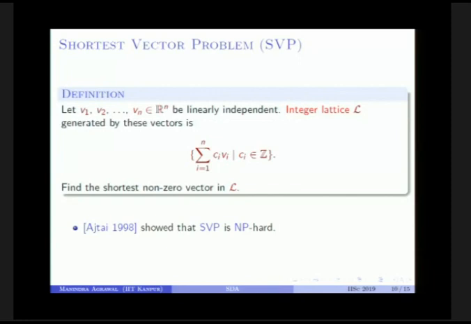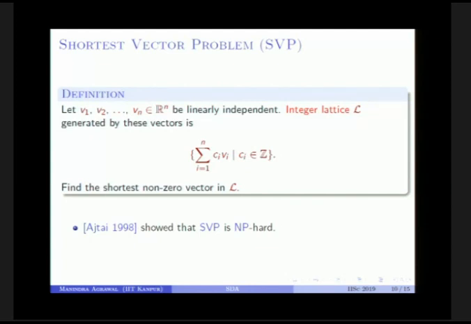This is another classical problem, which these days has become very prominent because of its huge applications in cryptography, particularly post-quantum cryptography. Everybody seems to be very interested in building cryptosystems based on variants of the shortest vector problem. So here the definition is that you have n linearly independent vectors in R^n.